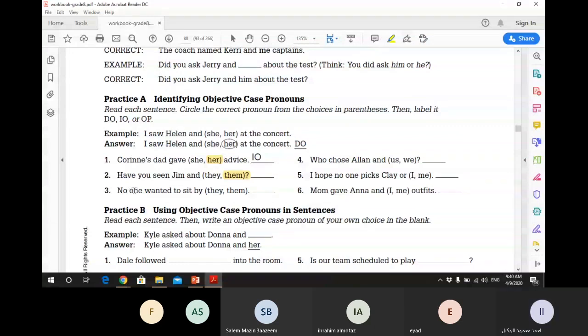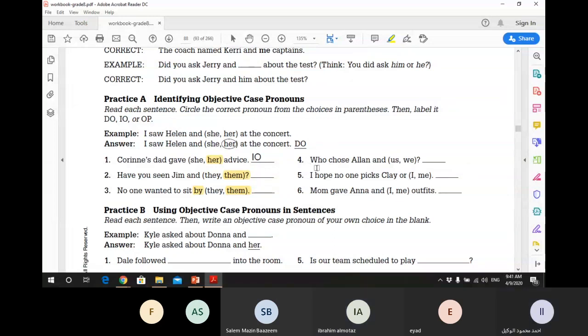Number 3. No one wanted to sit by they or them? Sit by them. Them, bravo. And of course, them here is the object of a preposition, because we have the preposition by.